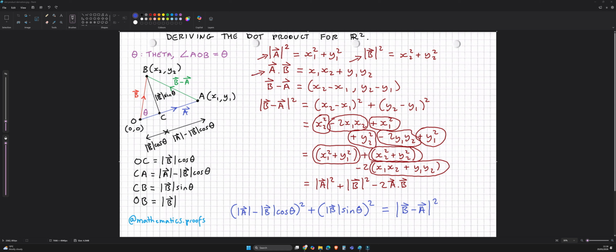Now what we're going to do to derive the dot product in terms of this angle theta over here is expand both sides of this equation and simplify. We already know what the magnitude of b minus a squared is expanded, which looks like this. So the task shouldn't be that difficult. So let's go to the next step now and finalize the proof.